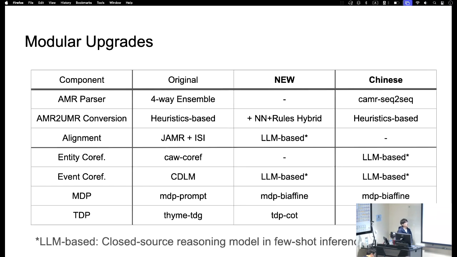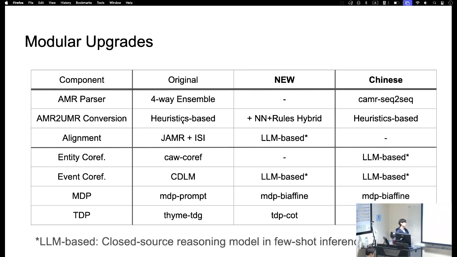So here, for those who were in Boulder last year, the original column is the setup that I described in the paper as well as in the presentation at that time. It was a four-way ensemble AMR parser, heuristics-based conversion, Jamr plus ISI alignment, reference model, event reference. So you can see there's a bunch of models that have been used.